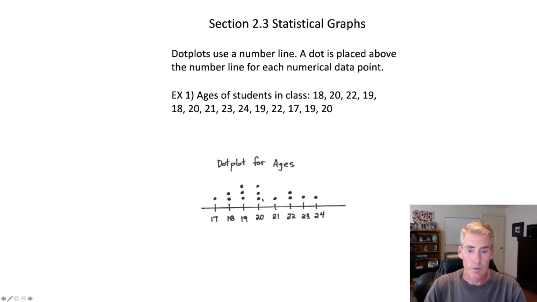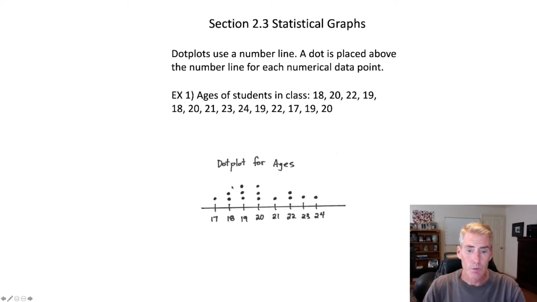For the 20-year-old, you put a dot. For the 22-year-old, you put a dot. And then you'll see that somewhere over here, there shows up another 18-year-old, so you put another dot. I can very easily look at this and say, in this sample, there were three 19-year-olds and three 20-year-olds. There was only one 24-year-old.